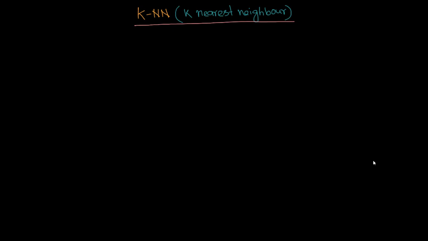Okay, so today we'll be discussing one of the interesting algorithms in machine learning called k-nearest neighbor, or we call it KNN as well. It's a supervised classification algorithm, mainly used for classification purposes.